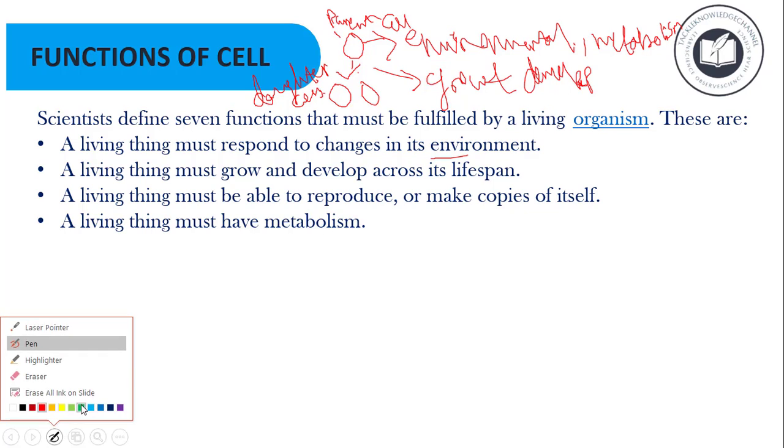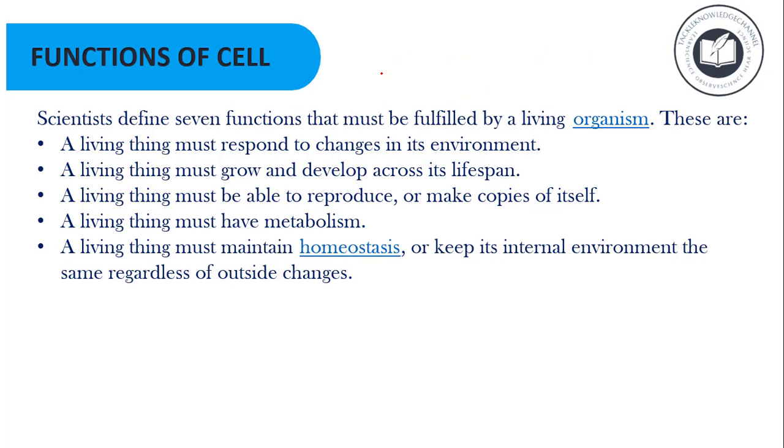So now next, living things must maintain homeostasis. As we know, a living thing must maintain the conditions of the inside and outside of the cell. That maintenance we will be calling homeostasis, maintenance of the temperature. Both the inside and the outside of the cell should maintain its temperature, keeping its internal environment the same regardless of the outside changes. So it should act depending upon the conditions of the environment.